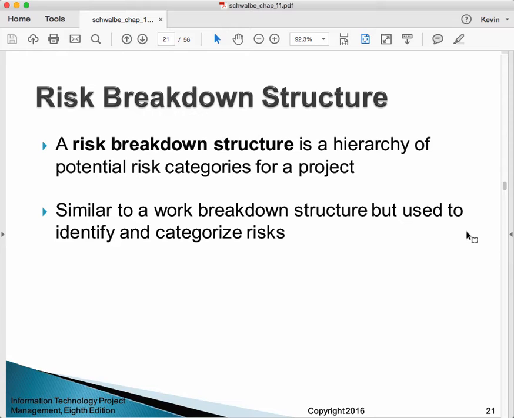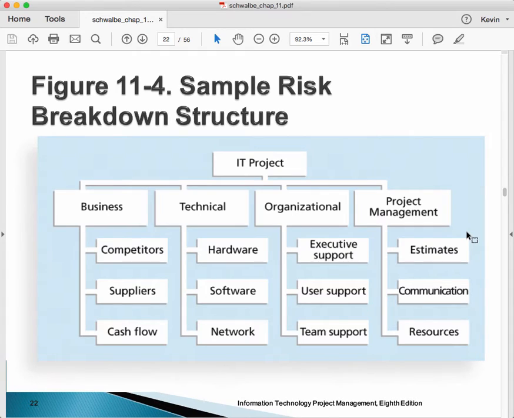Okay, so some tools. You probably won't be surprised that we've taken that breakdown structure concept, where we break things down into a taxonomy in order to understand it better, and we want to do that for risk too. So people talk of building a risk breakdown structure, and it's a hierarchy of potential risk categories for a project. Here's one that we put together.